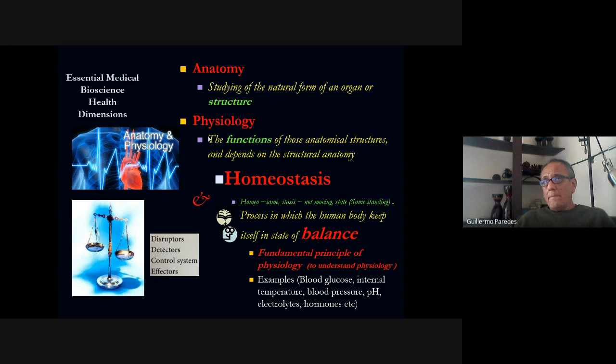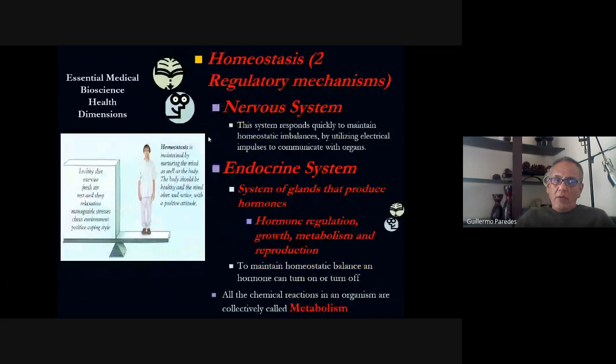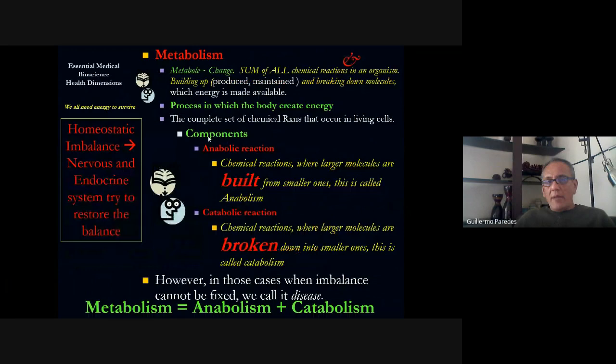When you are ovulating, who knows that you're ovulating? The nervous system. And that is going to cause changes of hormones, the FSH, for example, and the LH, to produce the ovulation. So endocrine and nervous system are always coming together to keep the internal balance.